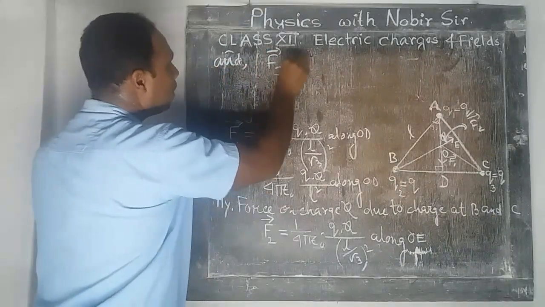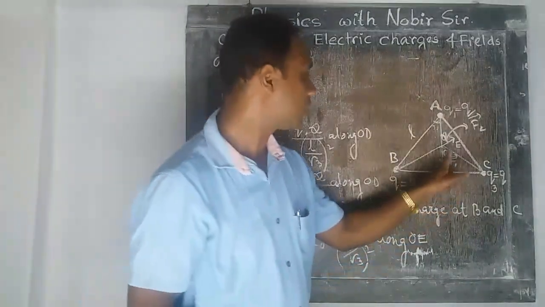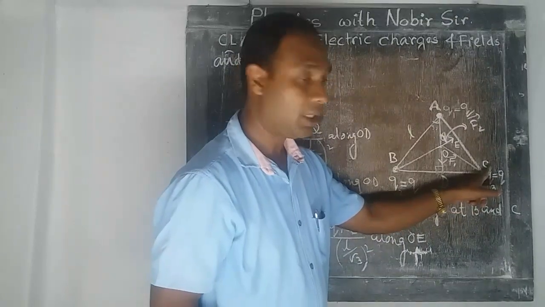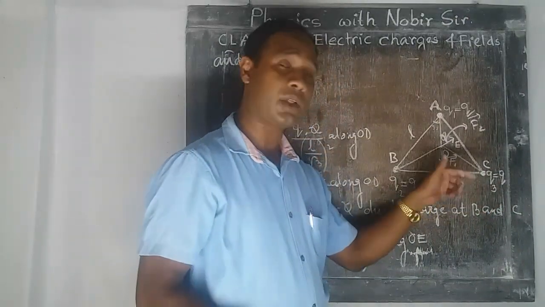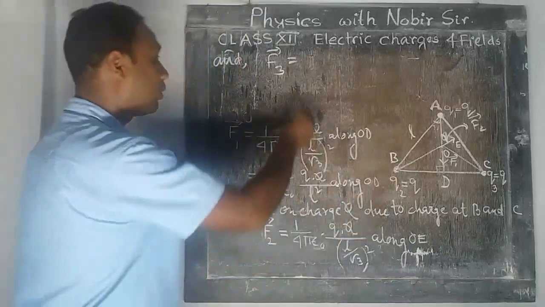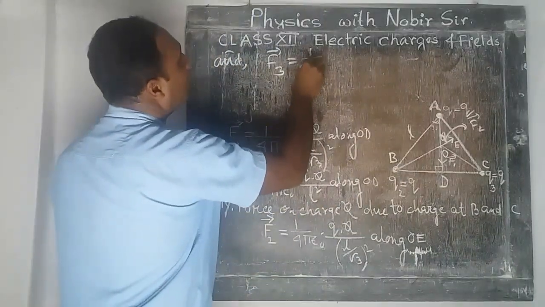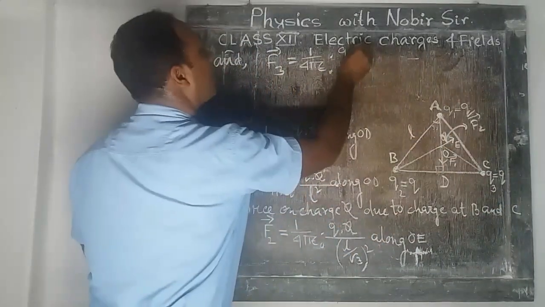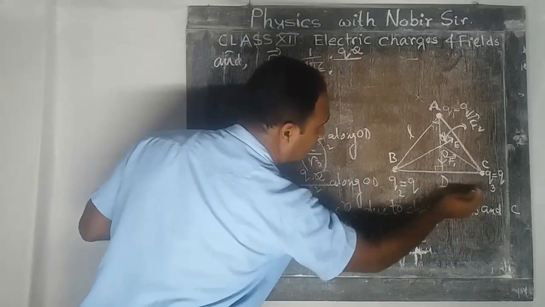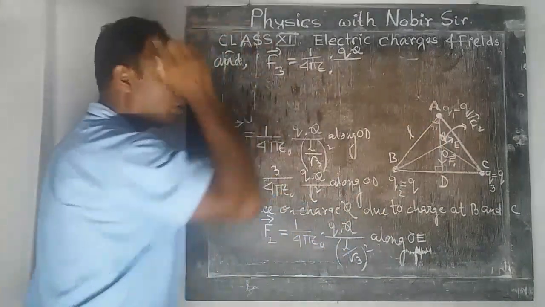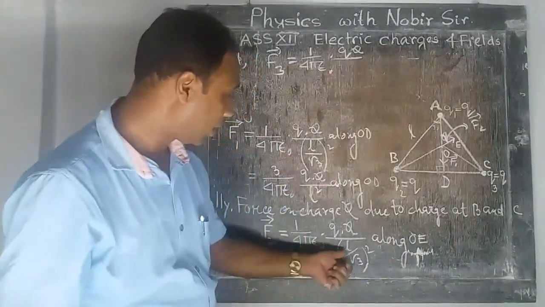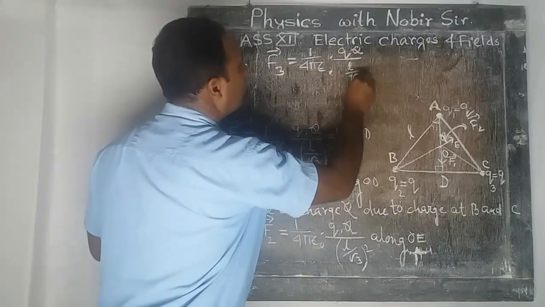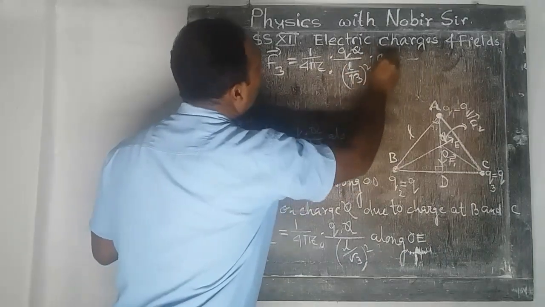F3 equals to, F3 means what? The force on charge capital Q due to the charge Q3 at C. How much force will the charge at C apply on this charge? From the formula, 1 by 4 pi epsilon naught, one value is small q and the other is capital Q, divided by distance square, meaning distance CO. CO is also L by root over 3, so it is also L by root over 3 whole square. Along what direction?